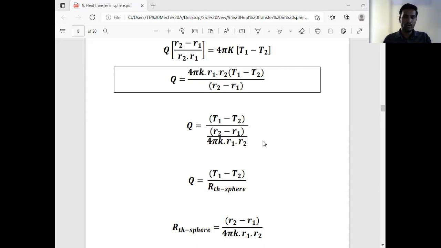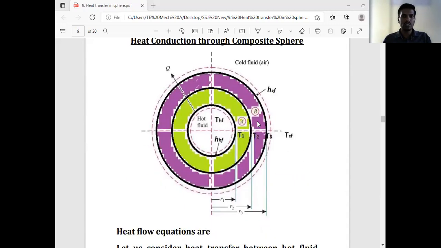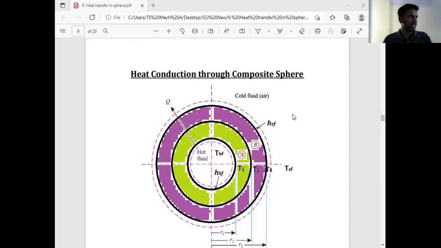We have covered the three shapes: plane wall, cylinder, and sphere. There are different equations for each shape. Now we have to discuss heat conduction through the composite sphere. As we know, the meaning of composite is when two or more layers are connected or combined. So we have to consider the composite sphere.